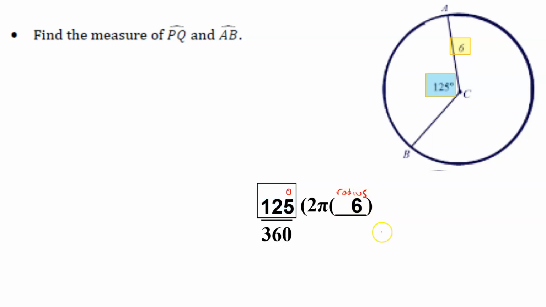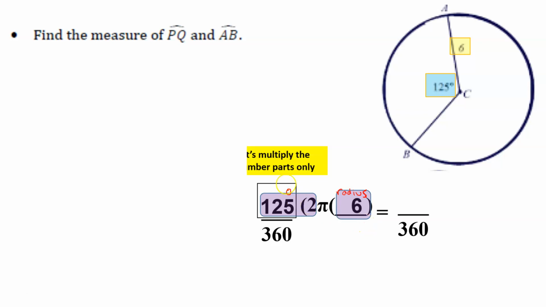We'll continue. All right. So again, we're going to simplify this out. So 360 will stay as my denominator. Let's go ahead and multiply the numbers in purple: 125 times 2 times 6. Pause and do that now. Unpause. Let's multiply the number parts only. That would be, drumroll please, 1500. Wow.